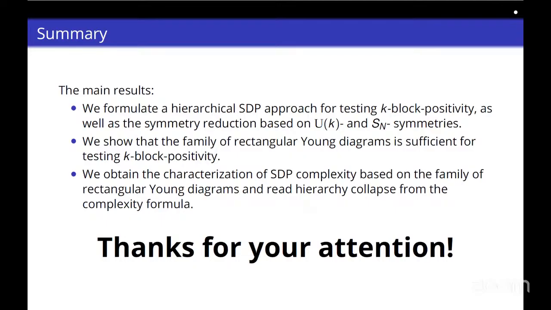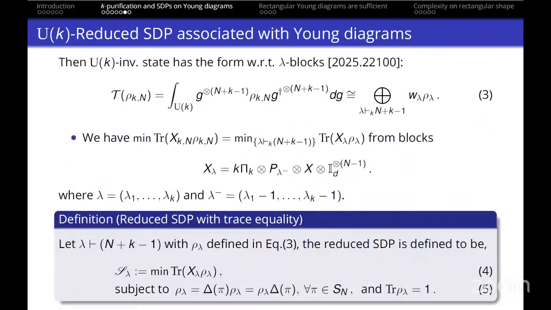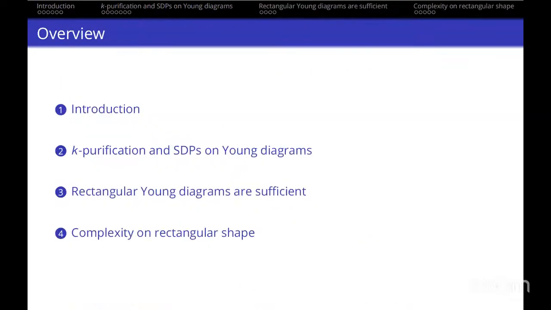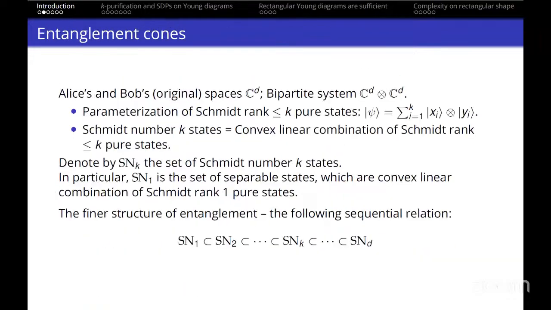Thank you very much. I could not understand the formulation of your problem. So K-block positivity means, where is that definition? Okay. Sorry, I realized I didn't mention this much. Basically, you have a bipartite operator, and the input will be some pure state with Schmidt number no more than K. And if this operator is K-block positive, the output will be non-negative. And if it is not K-block positive, the output will be negative.